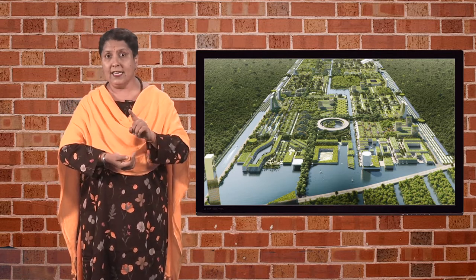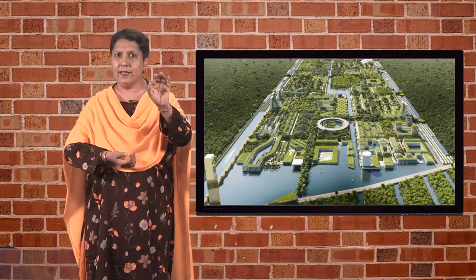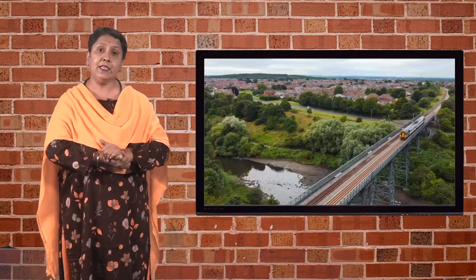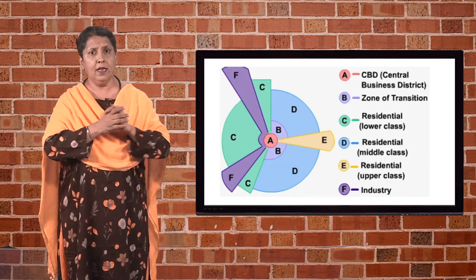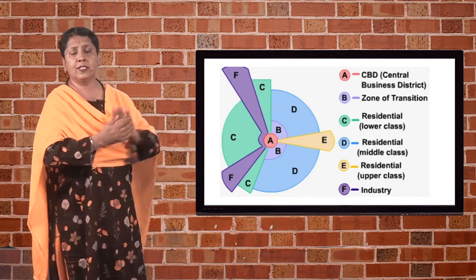So, only the rich could afford to live there. The industrial sector would remain industrial as the area would have a typical advantage of a railway line or river. These sectors can be housing, industrial activities, etc. These sectors grow along railway lines, highways or rivers. The important components of the Hoyt model, which you can also see on your screen.